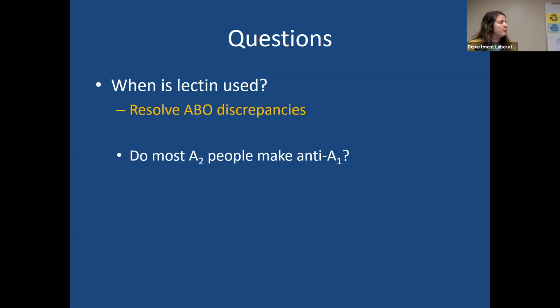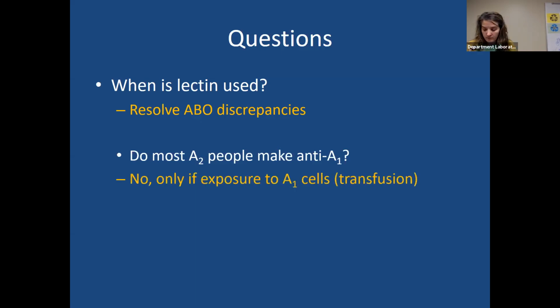Do most A2 people build anti-A1? No. Again, only if they're exposed. So you have all these A2 people out there that don't know they're A2, okay? They're happy.